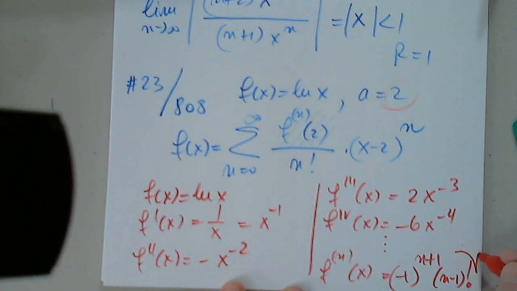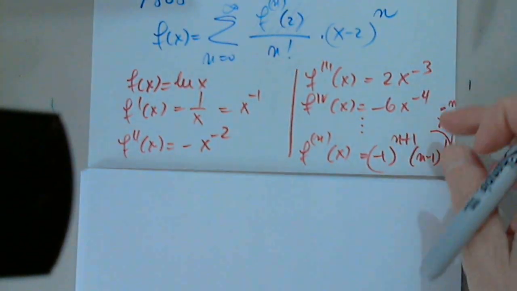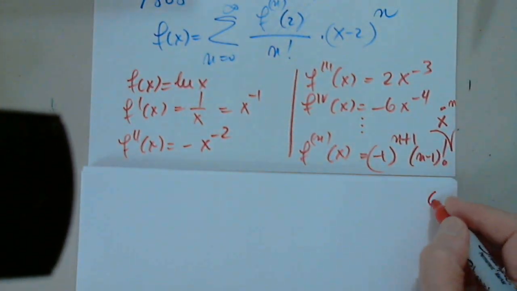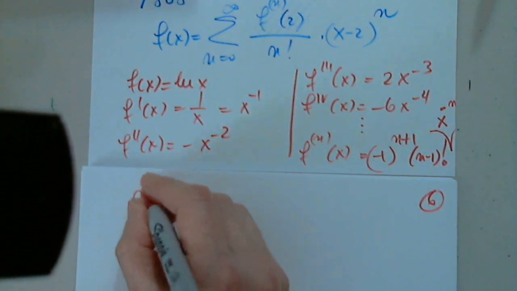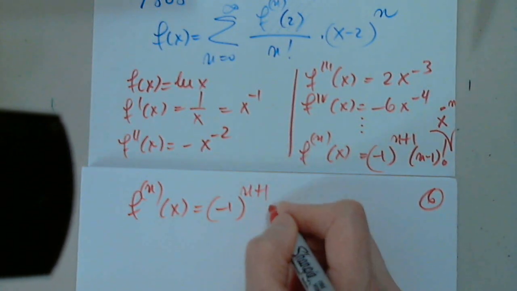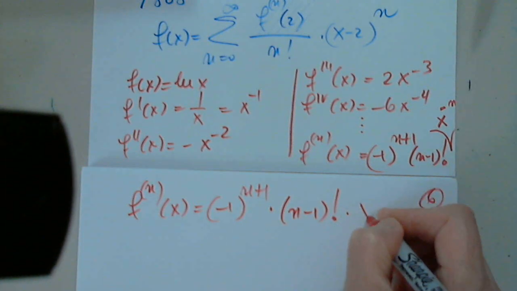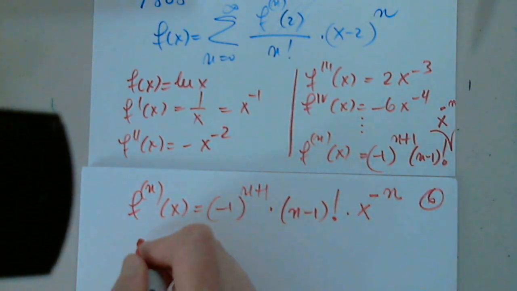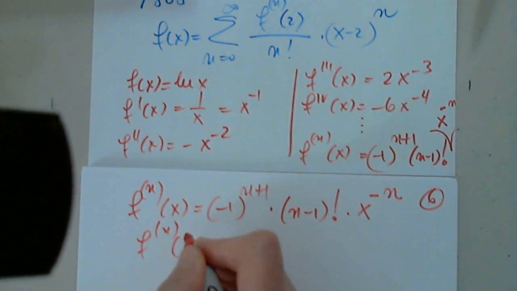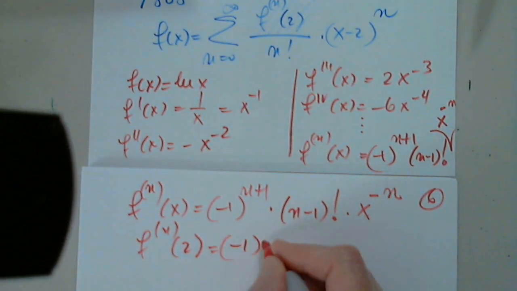Of course, I ran out of room. I'm going to write it again. So let me copy it here so everyone can see it. So the nth derivative would be negative 1 to the n plus 1 times n minus 1 factorial times x to the negative n. But now we have to find the value of this derivative at 2. So all I have to do is write 2 to the negative n. Everything else stays.